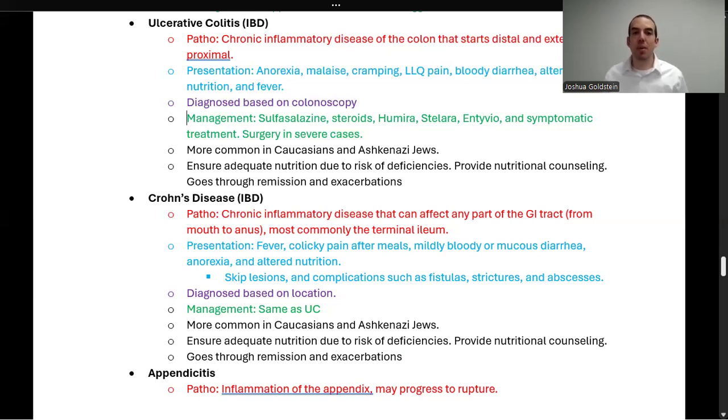They may still have the same anorexia and the same altered nutrition. One of the key words you should definitely look out for on exam is skip lesions. Skip lesions is always associated with Crohn's disease. That's what we see on imaging.